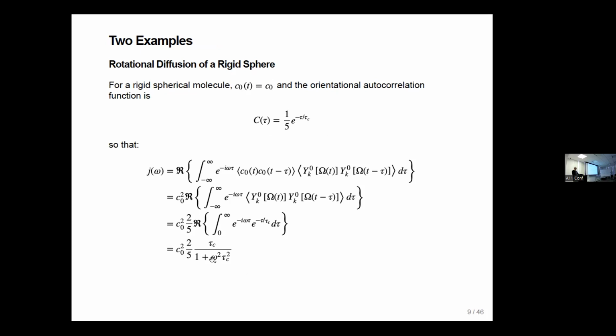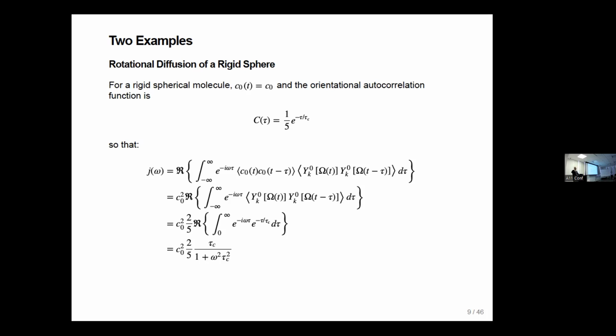If omega goes to 0, we just have tau c, 2/5 of tau c, and that's just our adiabatic limit again. J0 is just tau c, and we just have variance times tau c again. As omega increases, this function decays rather slowly until omega is equal to tau c. And at that point, the function will have decayed by a factor of 2.